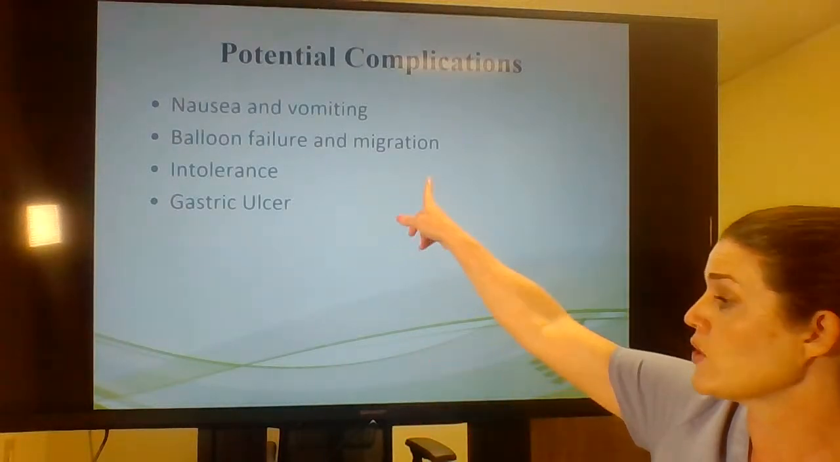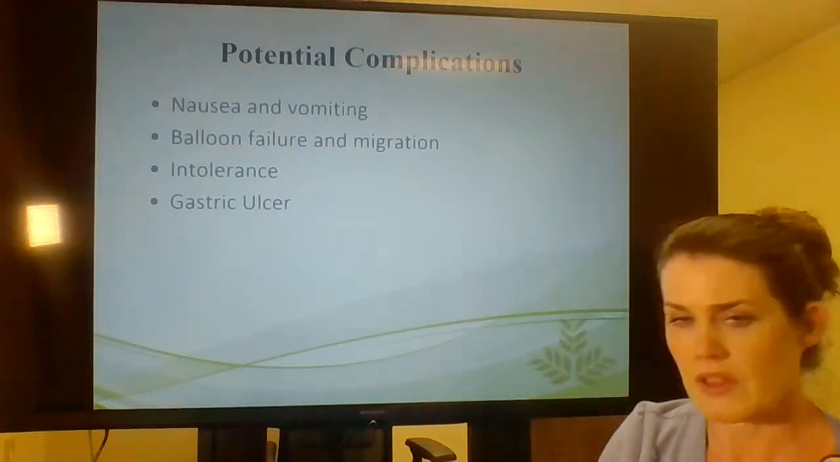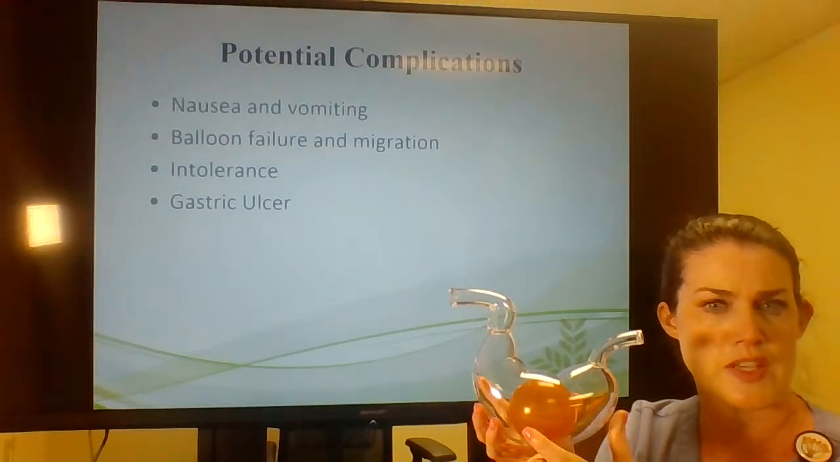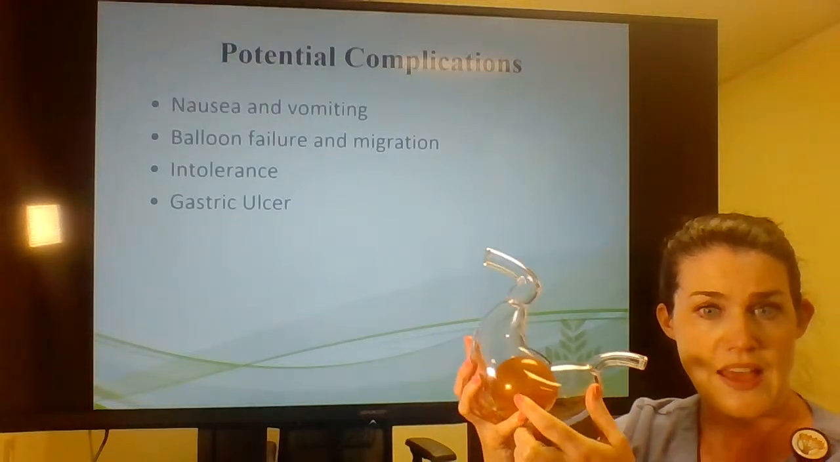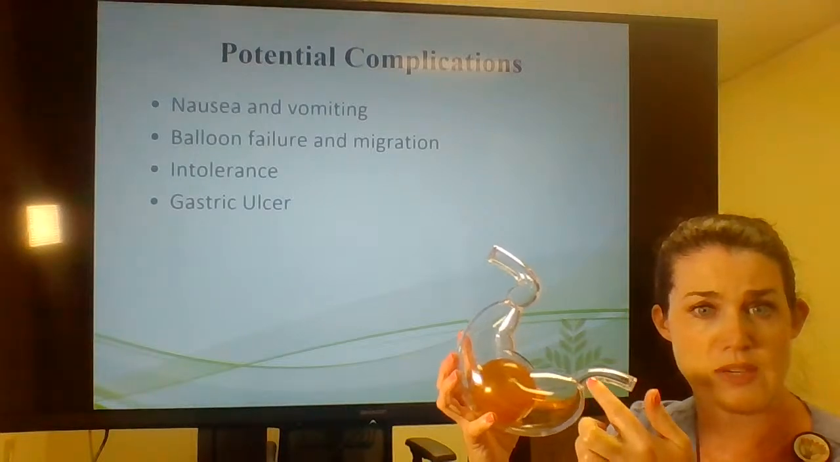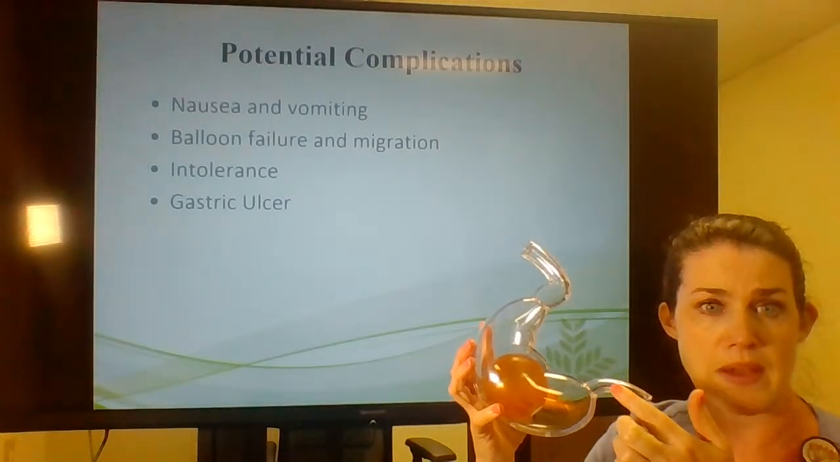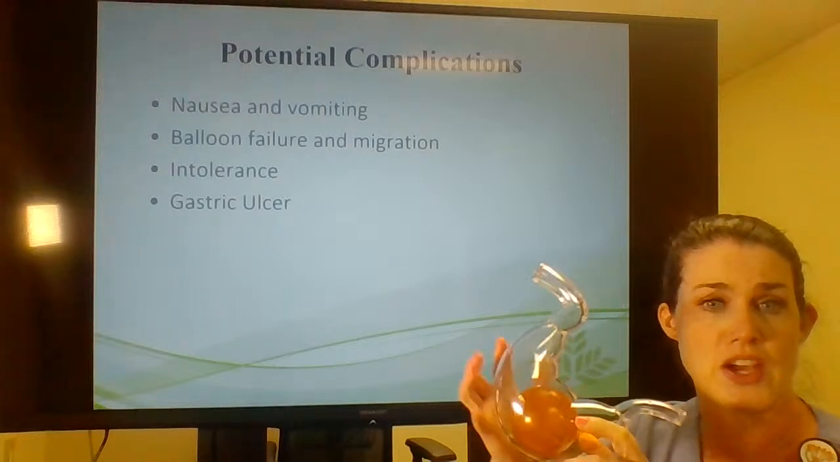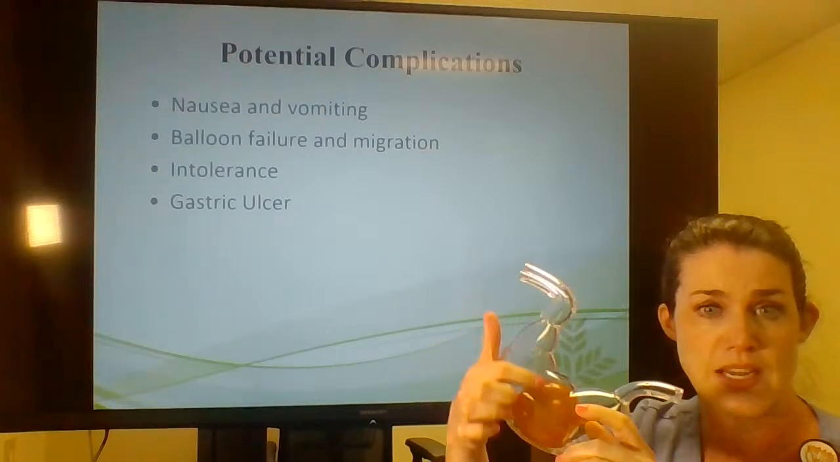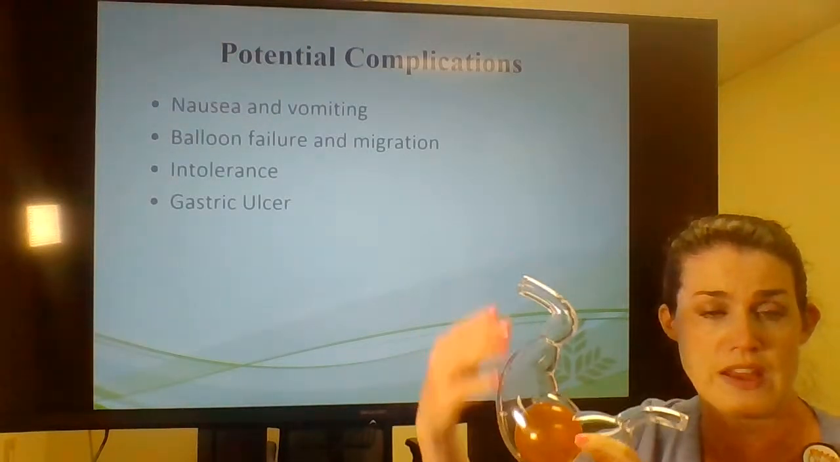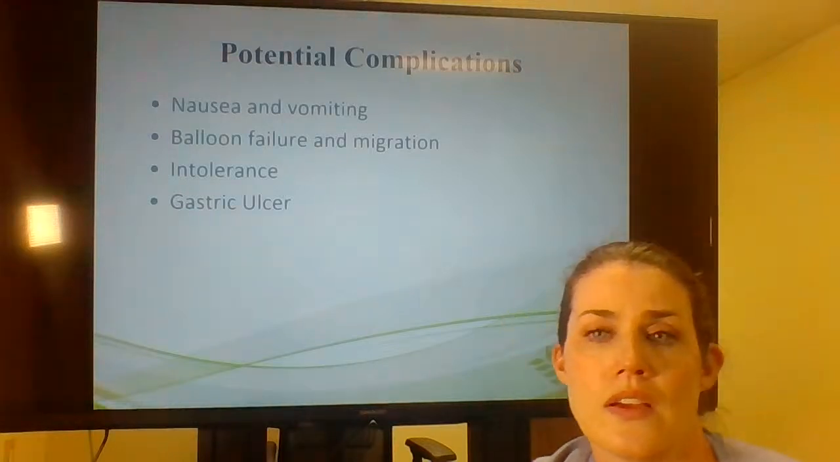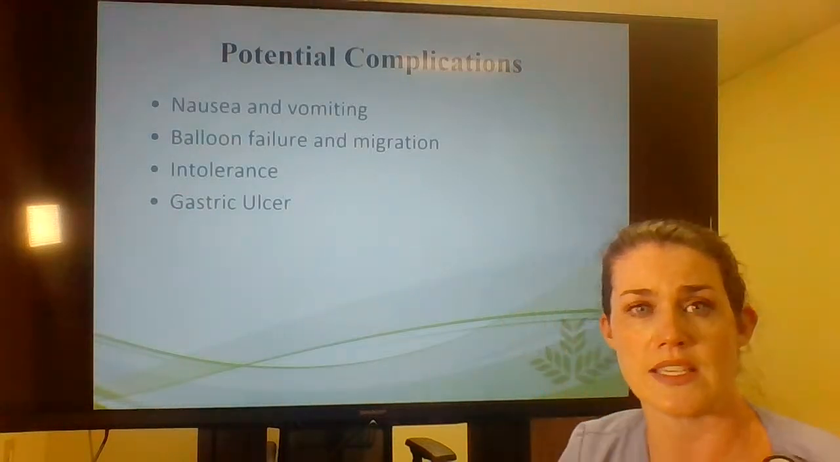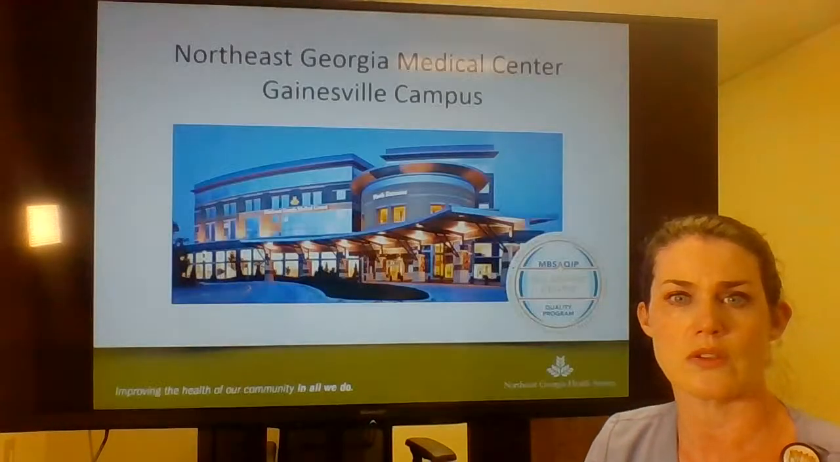Now, balloon failure or migration. This is a foreign object, so if this balloon were to pop, then it potentially could begin to go down and escape the stomach and go further down the GI tract. If that's the case, the surgeon would need to go in endoscopically, go down, get the balloon, remove it, and insert a new balloon. Okay, and we've already discussed the gastric ulcers.